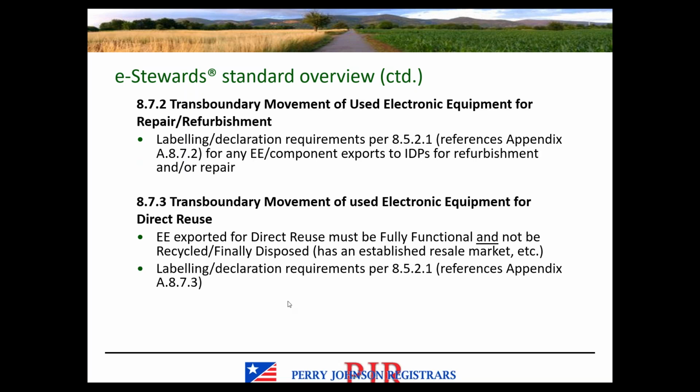8.7.2 covers the transboundary movement of used electronic equipment for repair or refurbishment. The labeling and declaration requirements in 8.5.2.1 apply here. It also references Appendix A again for any electronic equipment or component exports to IDPs for refurbishment and/or repair. On the other hand, 8.7.3 covers the transboundary movement for direct reuse.